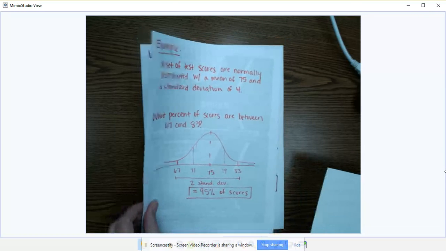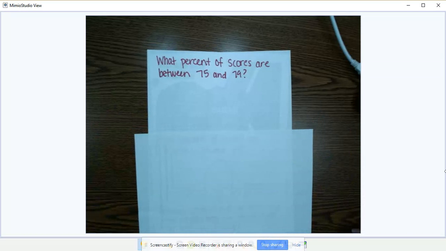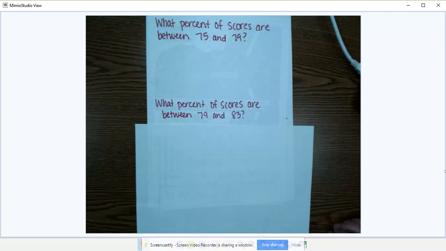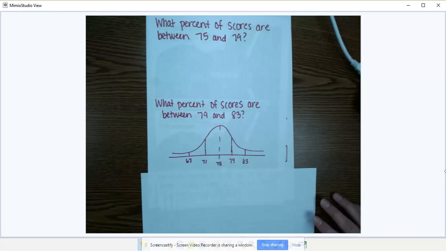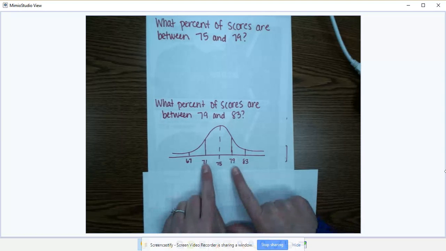I want you guys to go ahead and try this one. What percent of scores are between 75 and 79? Then we're going to look at what percent of scores are between 79 and 83. So I drew my picture again. Here's 79 and 83. We're going to start with our 71 to 79.